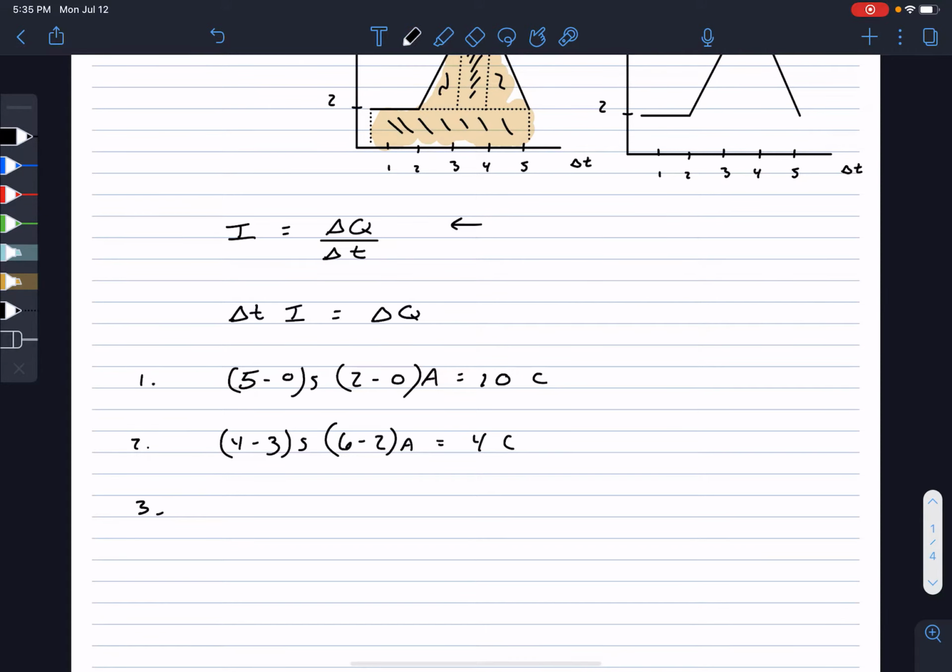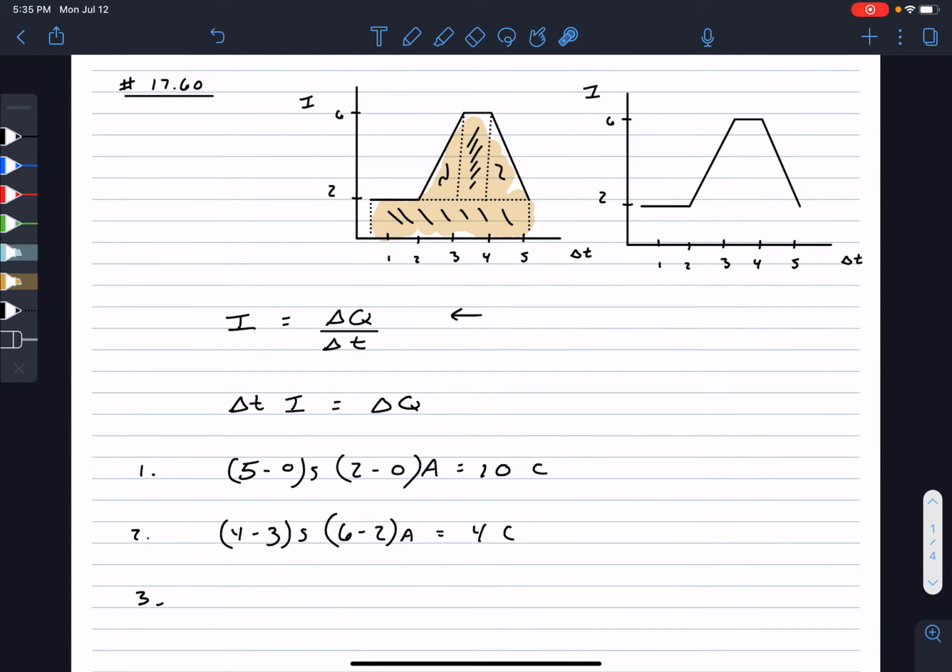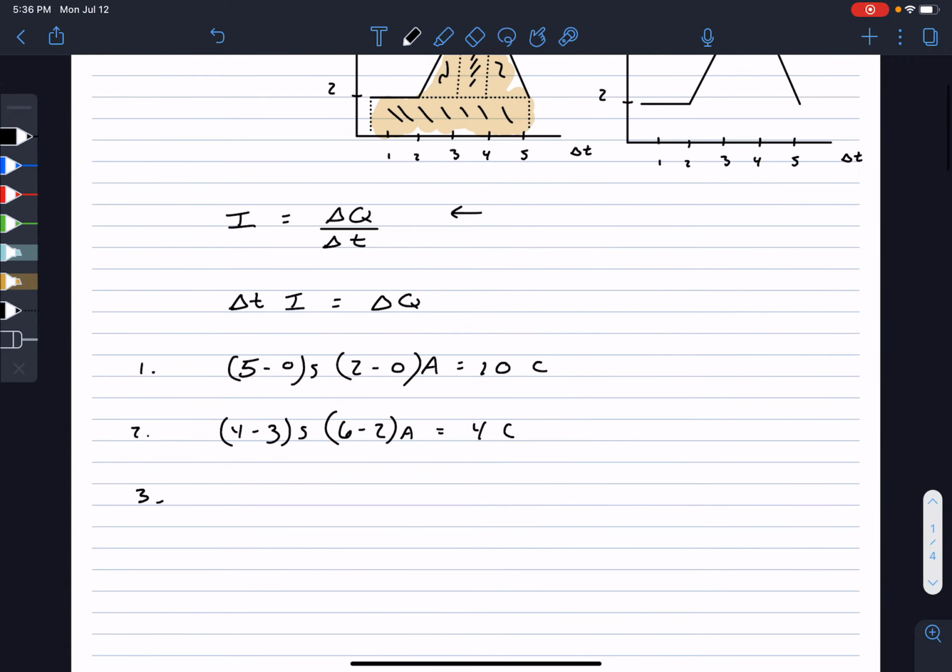Okay, next one, we'll look at one of these triangles. So let's look at the left. So 3 minus 2 seconds, and then we have 6 minus 2 amps again, but here we don't have a full rectangle, so we can't just multiply those together. We actually have a right triangle, and we can just take a factor of a half to get this area, because you could see if we had a full rectangle, it would be half on the other side, right? So we have half of this rectangle here.